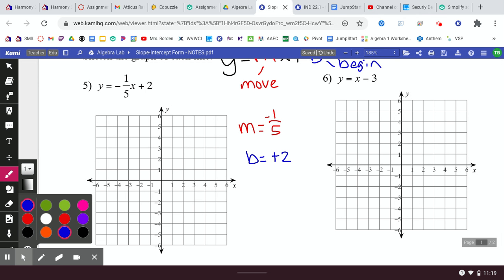B is where you begin, and that is your y-intercept. And remember, this is your y-axis. So on the y-axis, you put a point at positive 2, right on the y-axis. Then you use your slope, and the move is negative 1, 5. So instead of rising, you're going to fall 1. But I'm going to fall 1 and then run to the right, or I'm sorry, yeah, to the right. 1, 2, 3, 4, 5. And I'm going to put a point here.